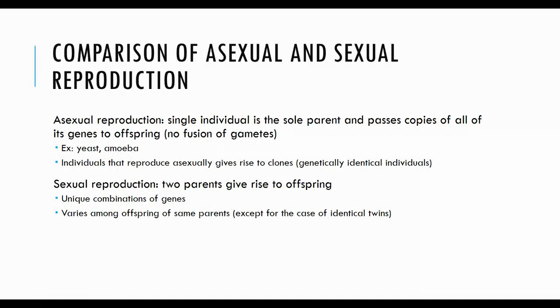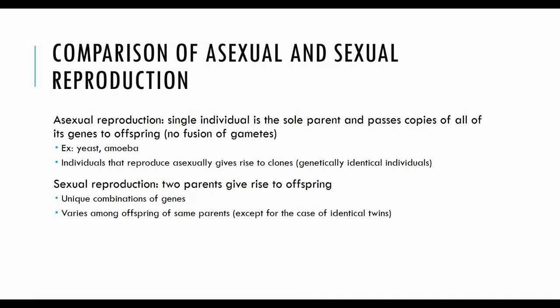First, we'll compare asexual and sexual reproduction before we get into the details of sexual reproduction. During asexual reproduction, a single individual is the sole parent and passes copies of all of its genes to the offspring. So there's not going to be a fusion of gametes at any time. Some example organisms that do this are yeast and amoeba. Individuals that reproduce asexually give rise to clones because they're all genetically identical individuals.